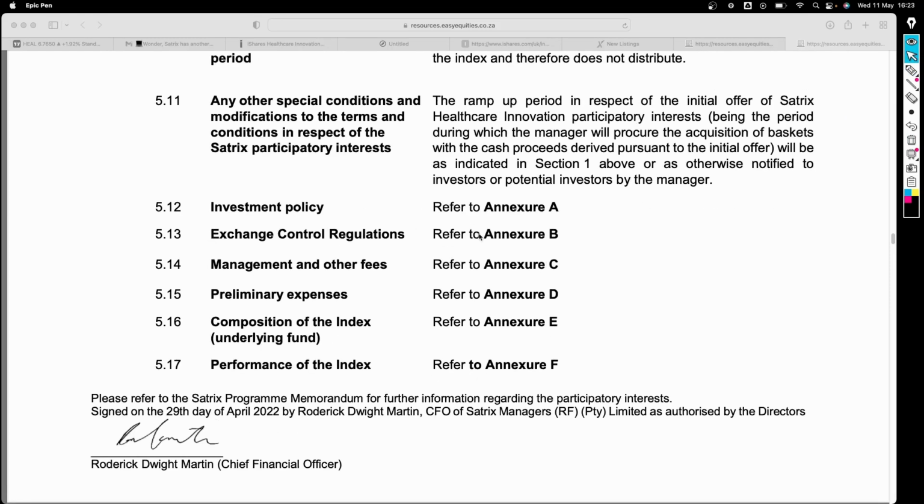Then the thing that attracted my attention, we always want to look at the fees that are associated with the investment that we are making. In this case, we can see that on Annexure C and D, that is where we are going to find information related to fees and expenses. But when you go to E and F, that is where we are going to expect to find information about the composition of the index. That information is relevant, because it is going to help us understand where the investors' money is going to be invested.